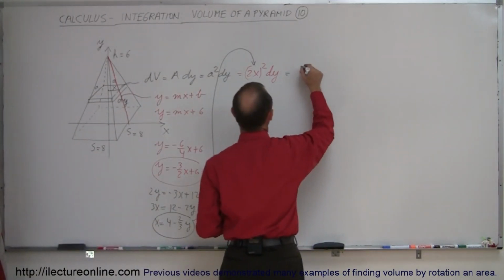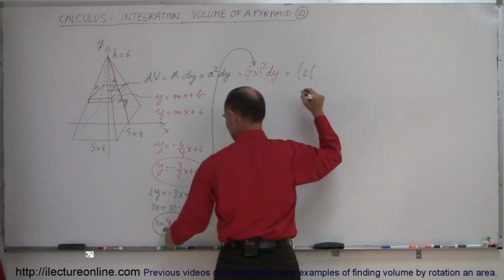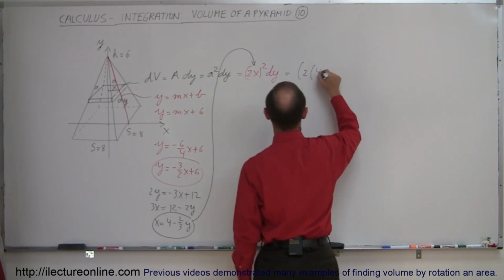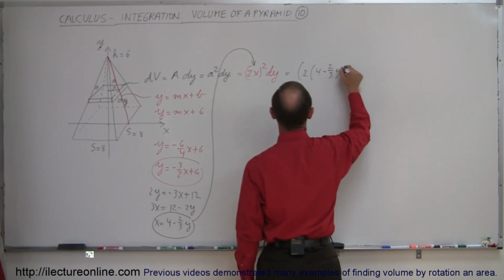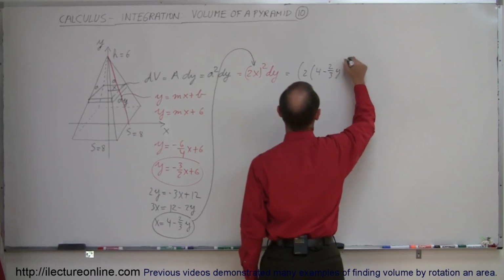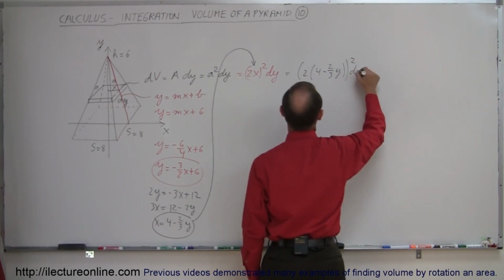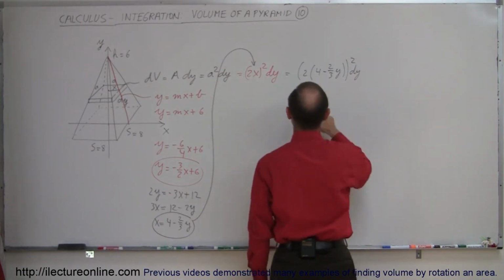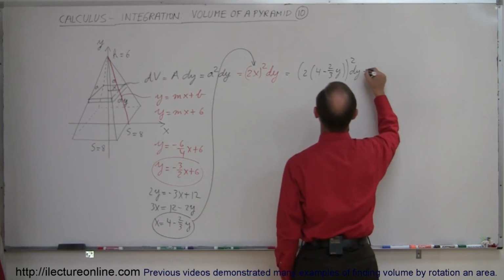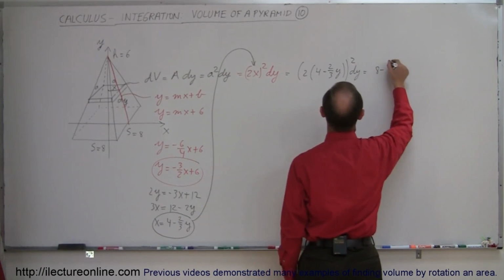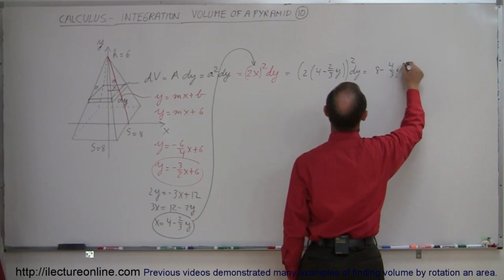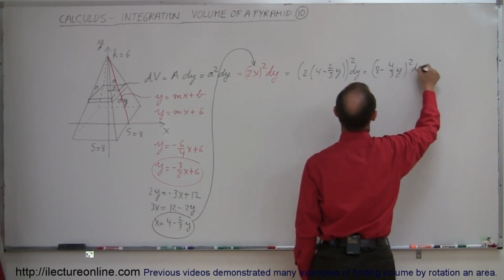This is equal to the quantity 2 times x, which would be 4 minus 2/3 y, and the whole quantity squared times dy. First, let's get rid of parentheses. So this is equal to 8 minus 4/3 y quantity squared dy.